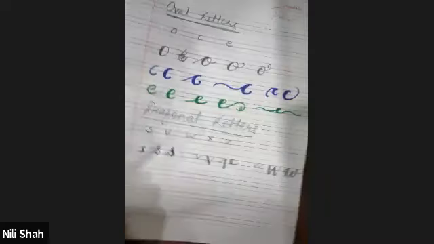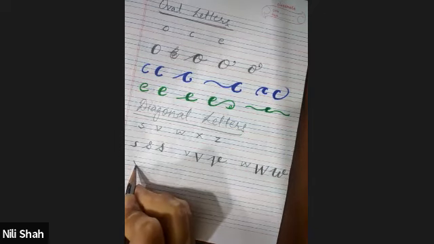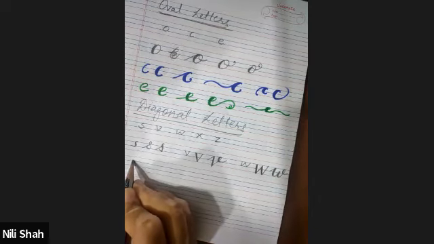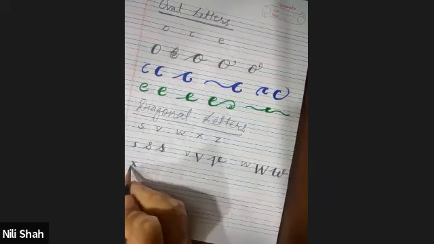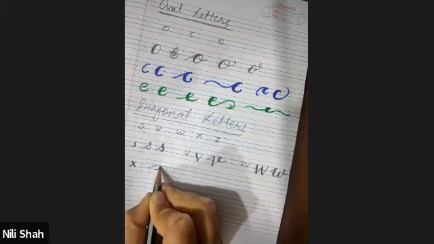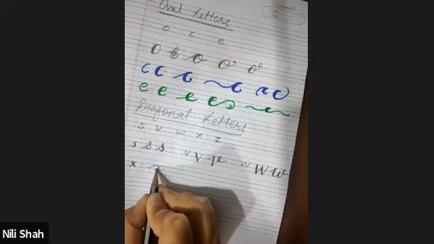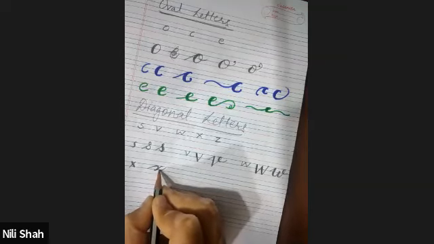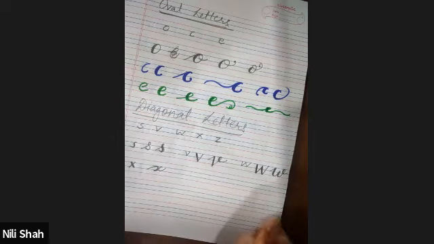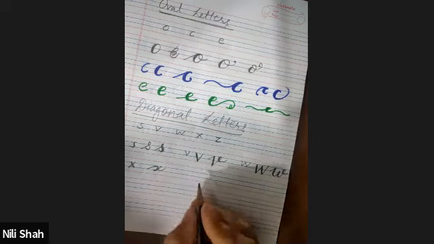Okay? Now, X. For X, this is the downward stroke, and this one is the upward stroke, like this. Now, cursive X is like this. Here, this is the downward stroke. We'll make it thick. This is the upward stroke, so we'll make it thin.